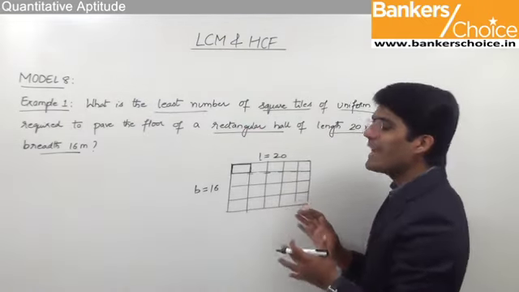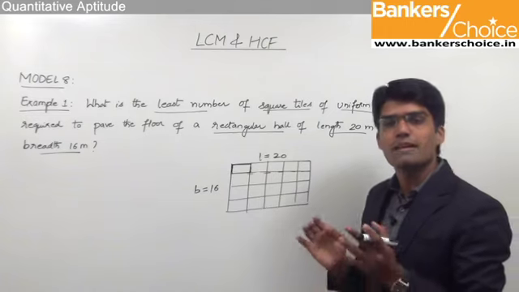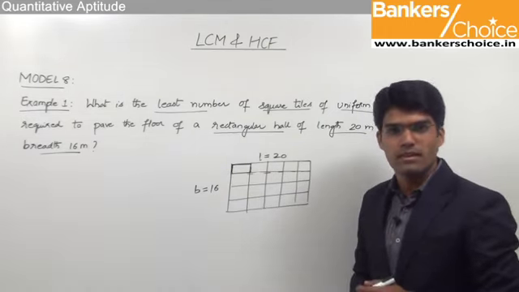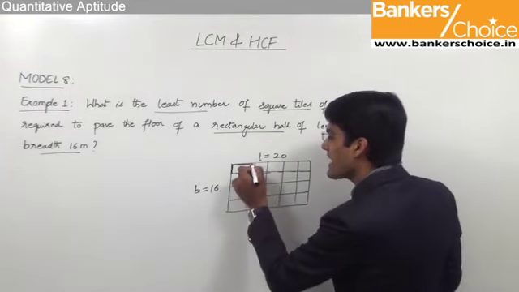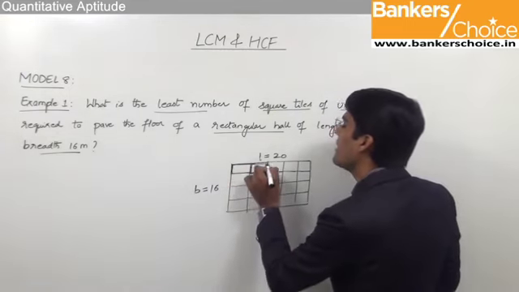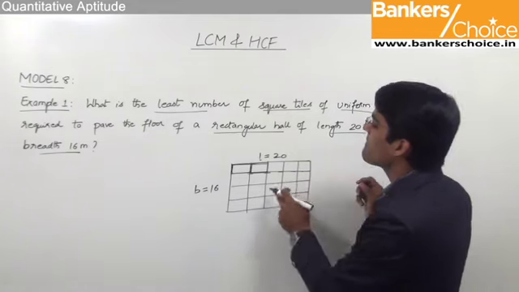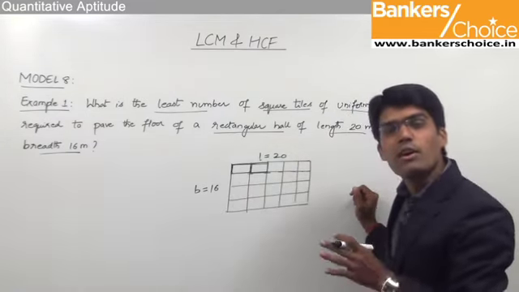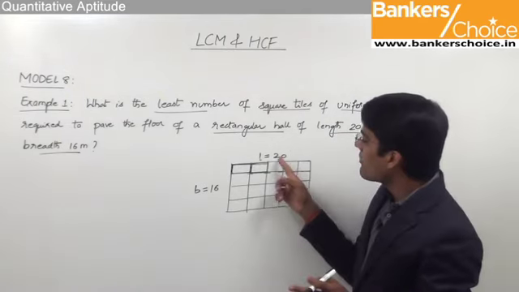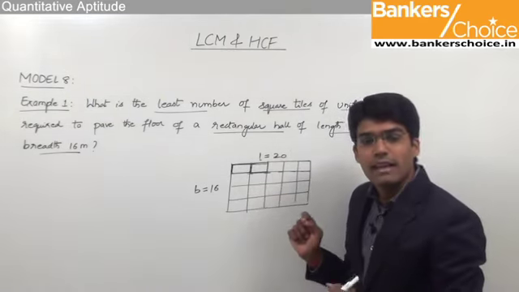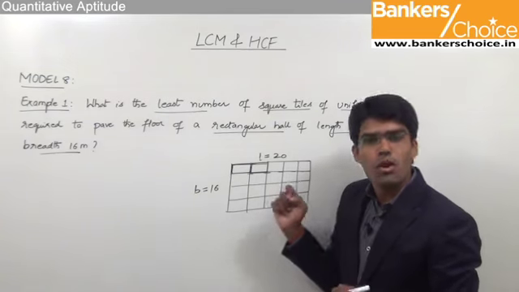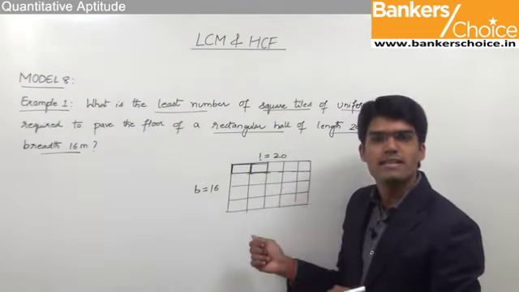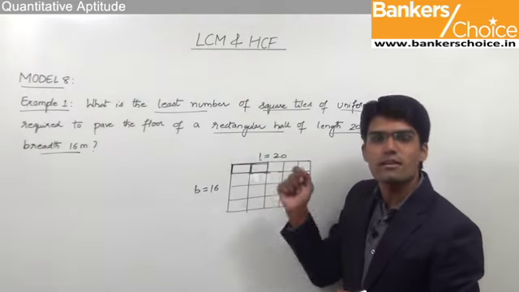Now for the number of tiles to be least, or for the number of tiles to be minimum, the size of each tile has to be maximum. So in order to take the maximum size of each of these square tiles, we should try to take the maximum factor for both 20 and 16. That means here we are looking for a factor which is common to the length as well as breadth, and that should be the highest common factor. Why? Because we want the number of tiles to be minimum. So if the number of tiles has to be minimum, the size has to be maximum.